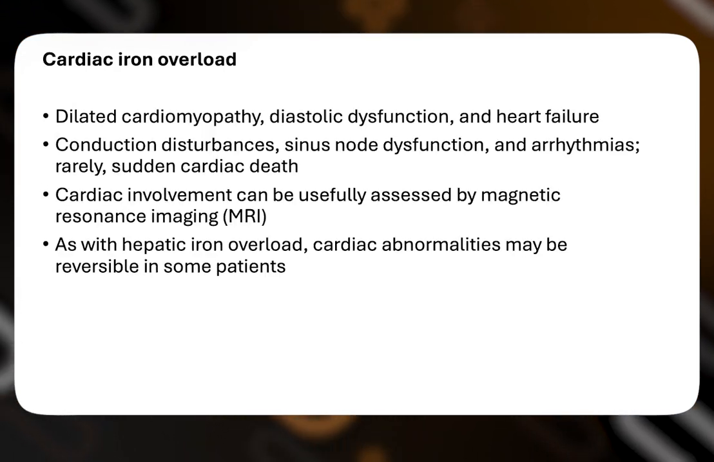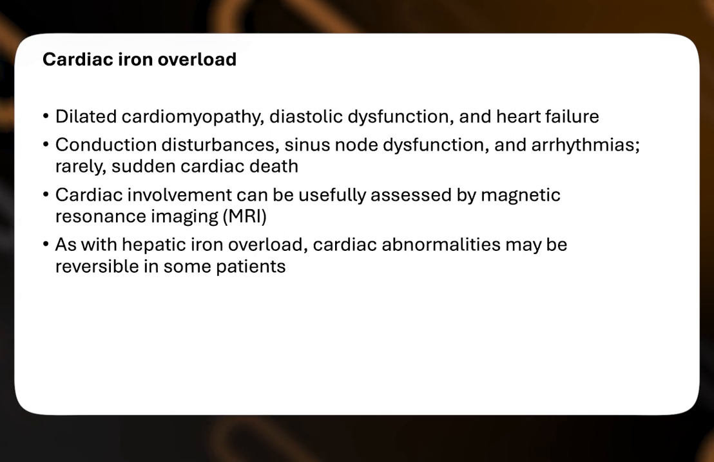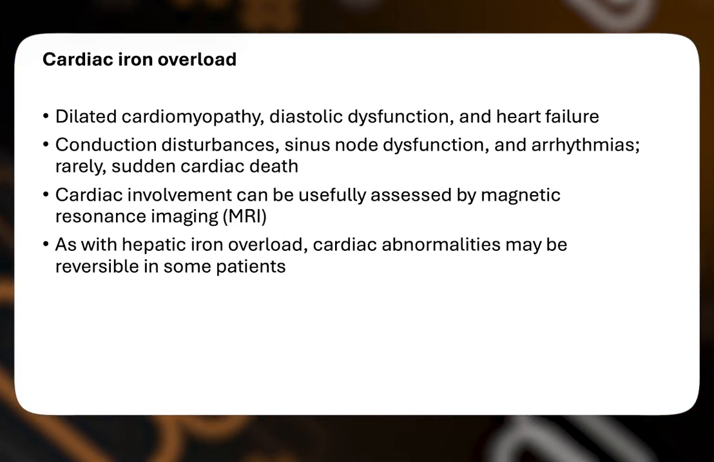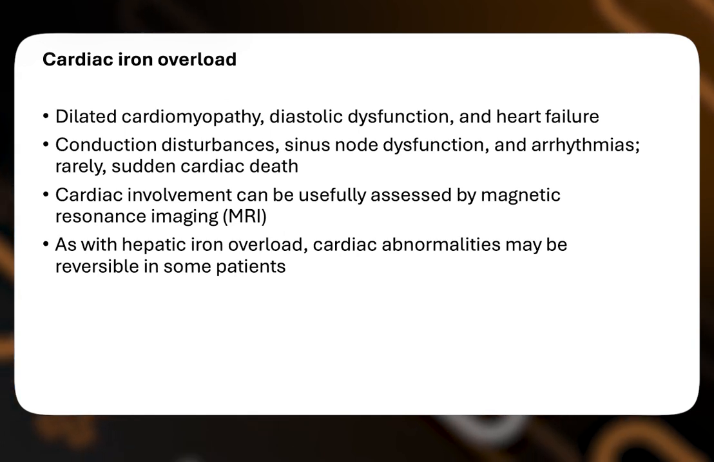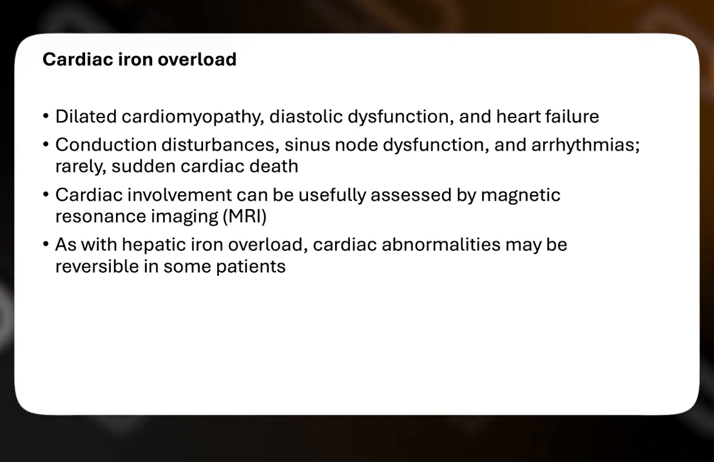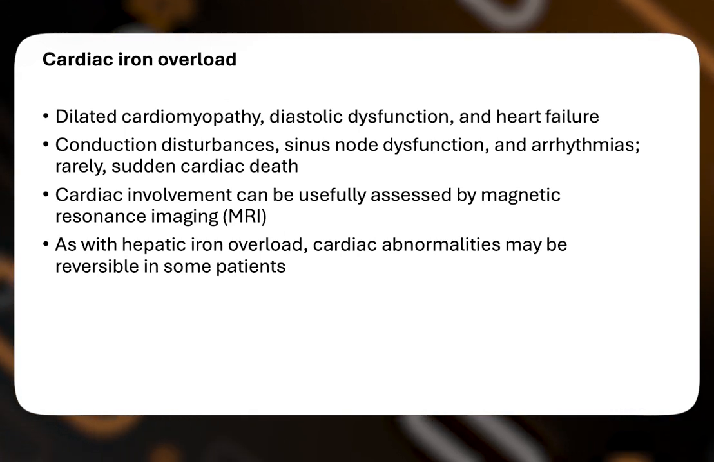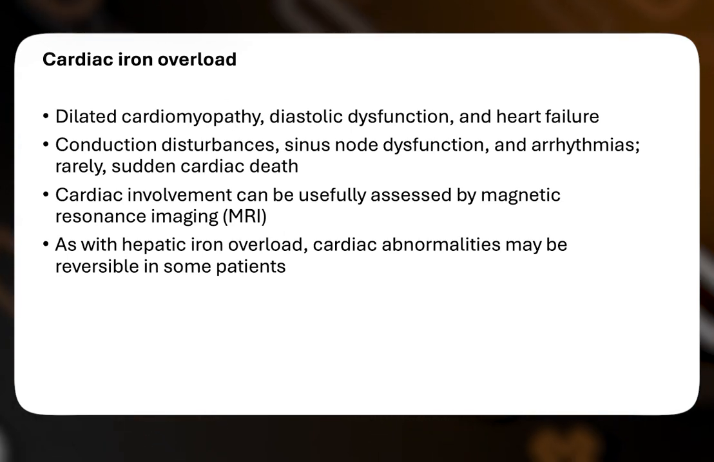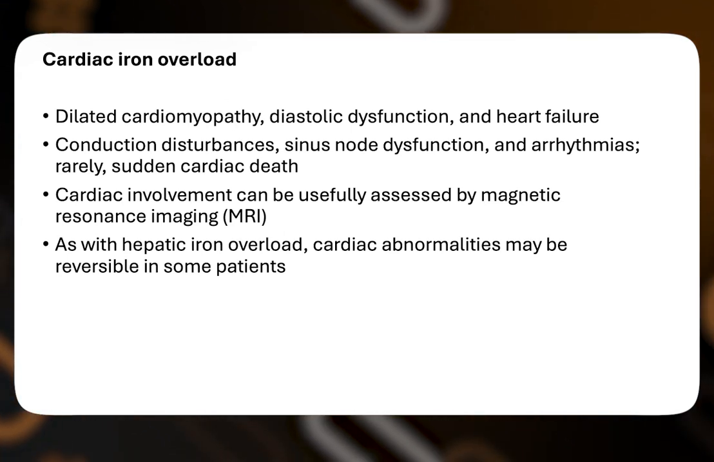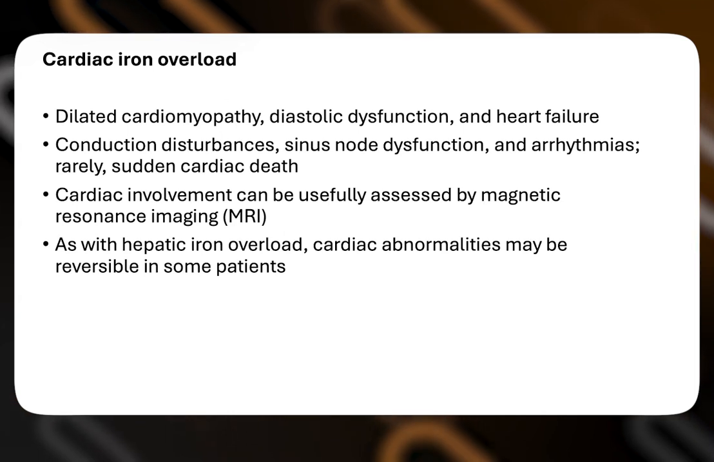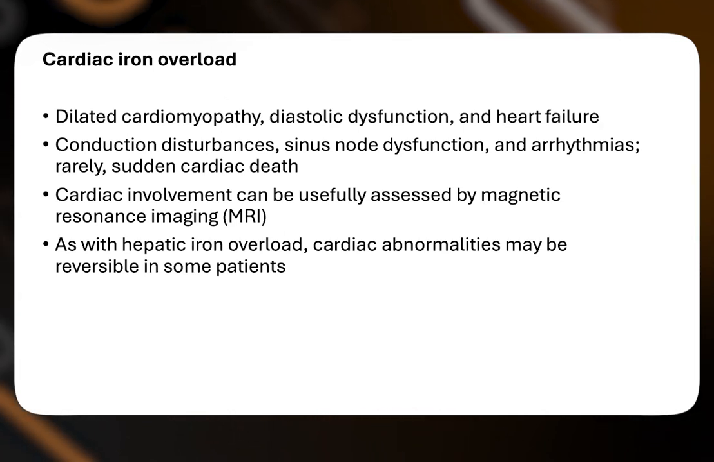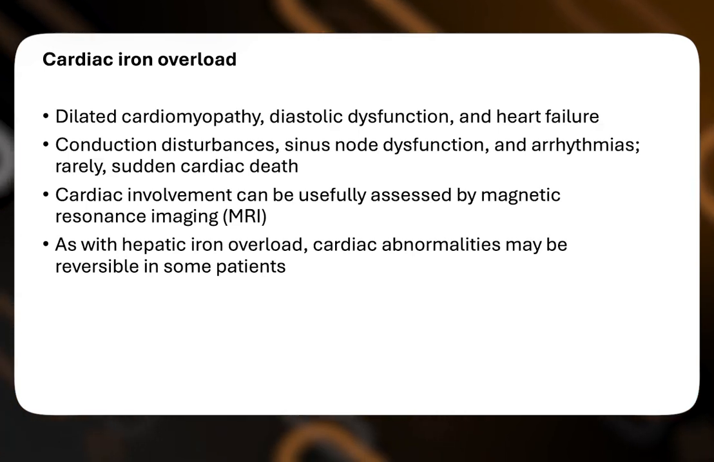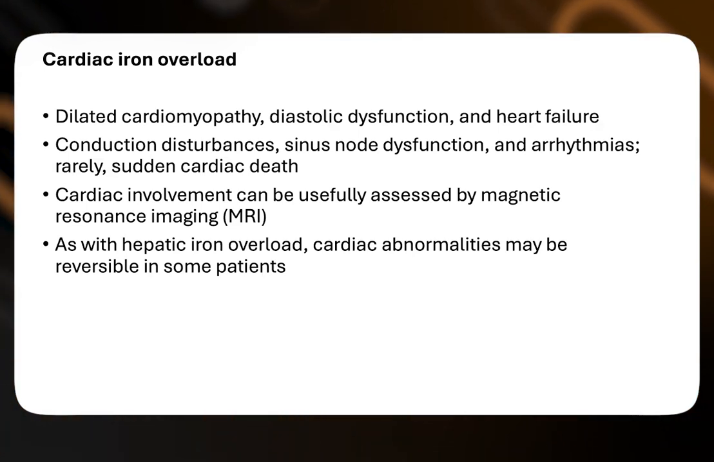Cardiac overload, one of the questions was on this. So basically dilated cardiomyopathy is the most common. Everybody thinks that restrictive cardiomyopathy is the common one, no, but it's dilated cardiomyopathy and conduction abnormalities that are common when the iron gets deposited in the cardiac tissues. Okay. And it can be assessed by MRI. And of course, as with hepatic abnormalities, cardiac abnormalities can be reversible in some patients after starting the treatment.